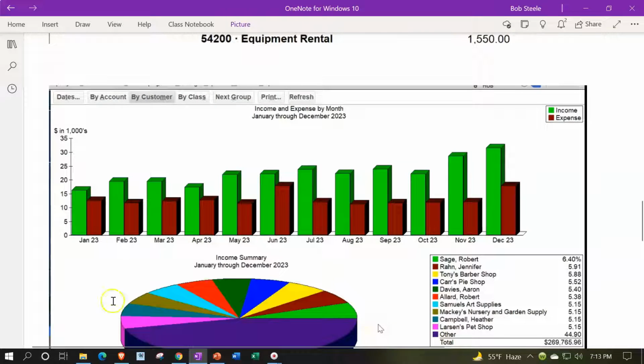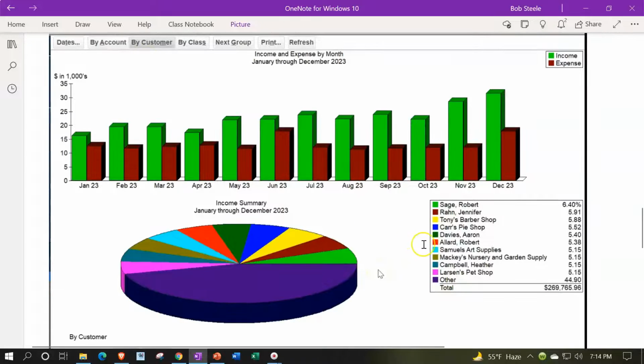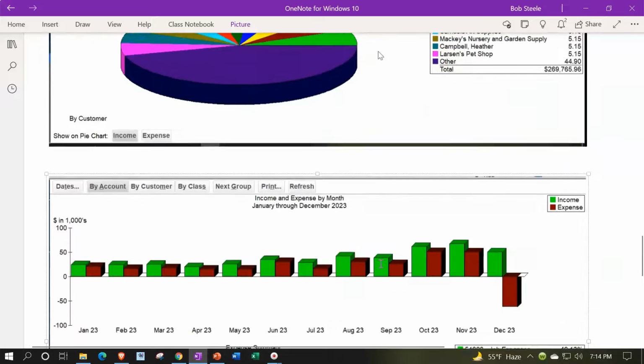On the income side of things, the by account might not be as interesting because most of your income might be in a few different accounts. You don't have a whole lot of different income accounts possibly, so it might be more interesting then to break it out by customer. So then you have your key on the right-hand side breaking this information out by customer.